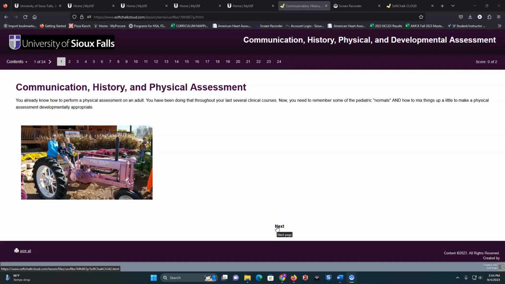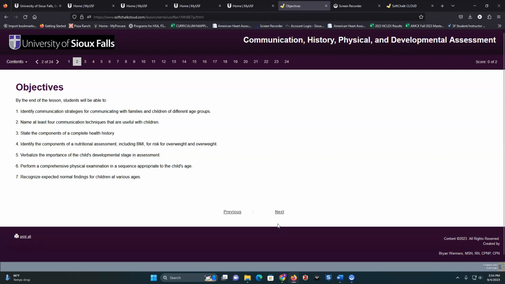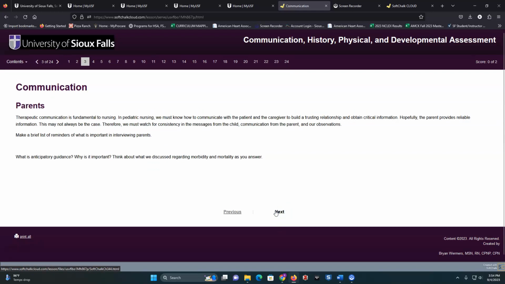Within this, you do know how to do an H&P already. You know how to get a history, you know how to do an assessment, but we're going to talk about what makes pediatric assessment and history a little bit different and go over some of those specifics. So you can look at the objectives here, and we'll go through these as we go through the slides.